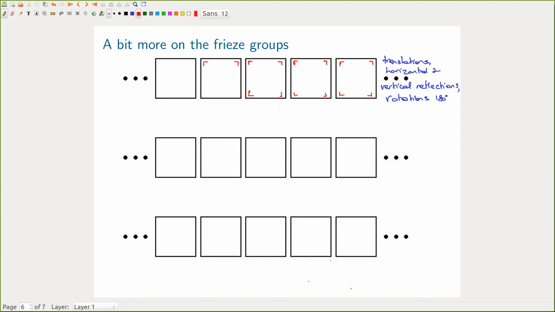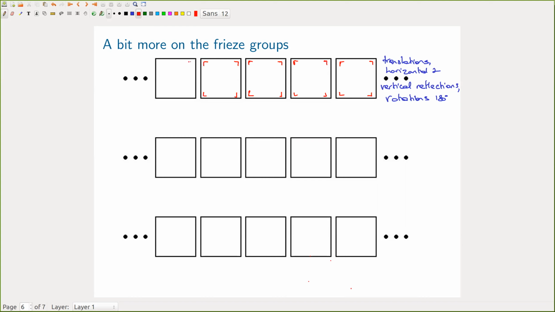So something like this would be an example of a frieze whose symmetries include both horizontal and vertical reflections and 180 degree rotations. In this case, the centers of the 180 degree rotations are the centers of all the tiles and the centers of the lines separating them.